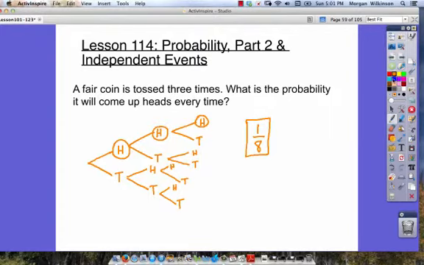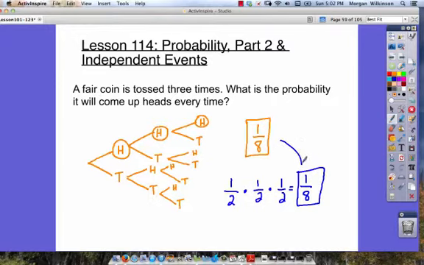An alternative way we could have done this problem is to say, the first time I toss a coin, the probability of getting heads is 1/2. Then I multiply it by 1/2 because the second time I toss a coin, the probability of getting heads is 1/2 again. And the third time, the probability is still 1/2. If I multiply those together, 1 is our numerator, and 2 times 2 times 2 is 8. So we've got the same thing.